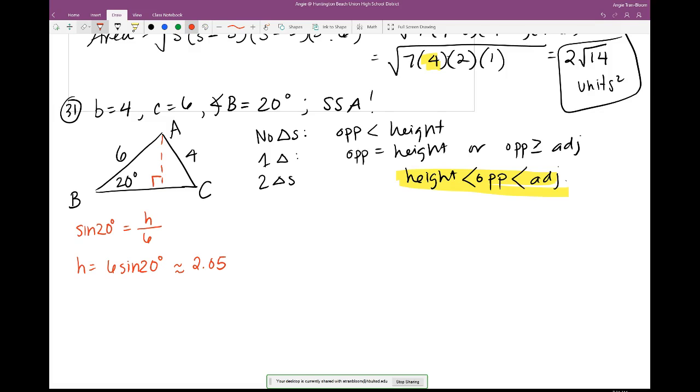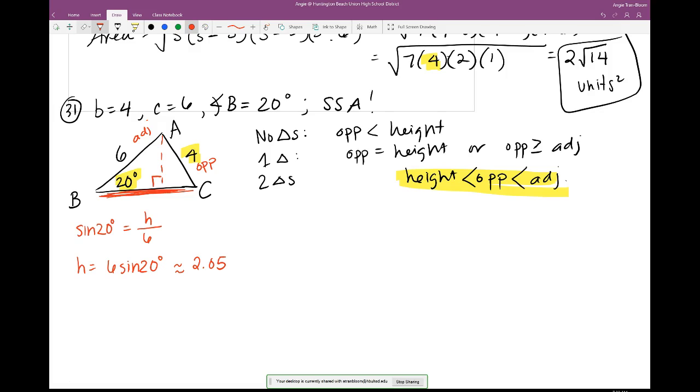Case number 1. No triangles. Is the opposite less than the height? Which one's the opposite? Good question. This is the angle that we're looking at, right? So which one is the opposite of that? Like 4. Yes, 4. You're right. That is the opposite leg. Which one's the adjacent? The 6. You're right. The bottom, technically, could be the adjacent, but we're just going to call that the base. Are we okay with that? Okay. So is the opposite less than the height?